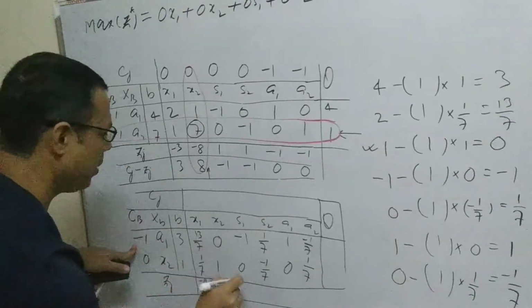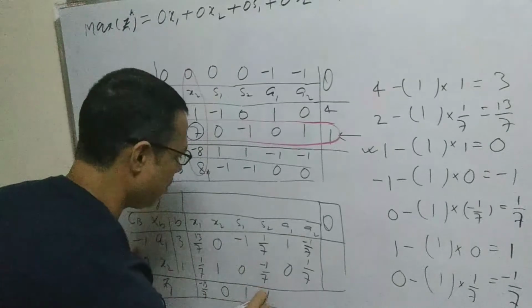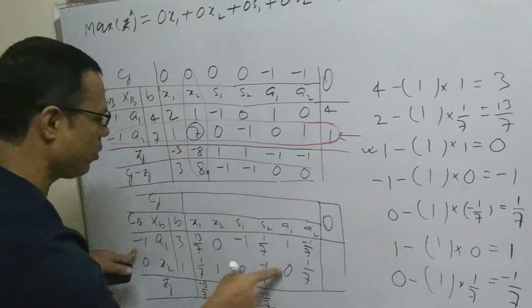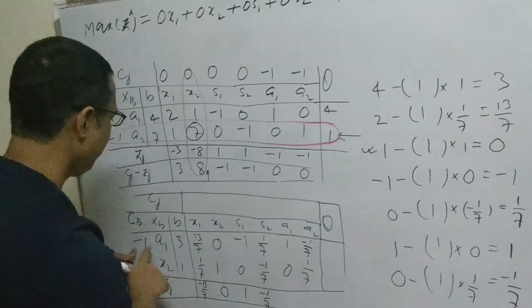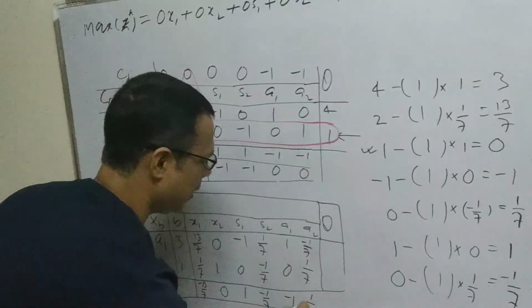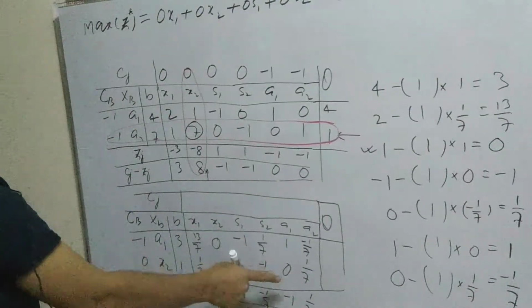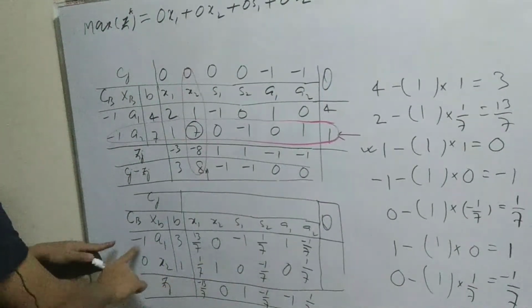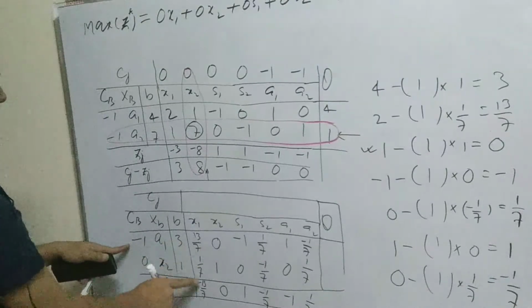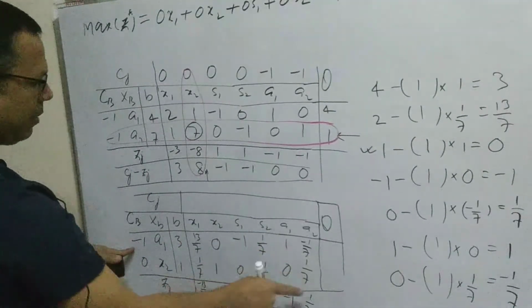This one: minus 1 into minus 1, plus 1. 0 into 0, 0. Minus 1 into minus 1 by 7, minus 1 by 7. The second term is going to give 0, so no need to add here. Minus 1 into 1, minus 1. Minus 1 into this one, plus 1 by 7. Because the second will automatically give 0. If you multiply 0 with any value, the result will be 0. So simply multiply this term.